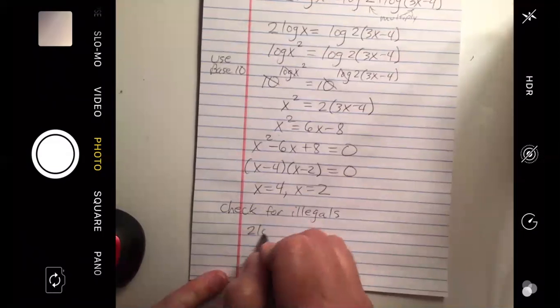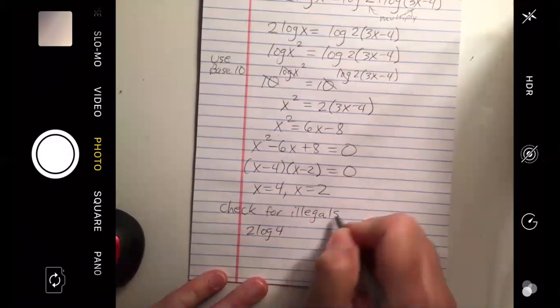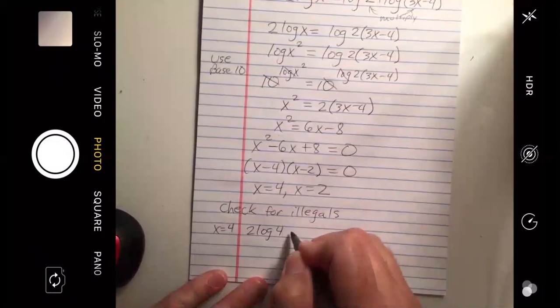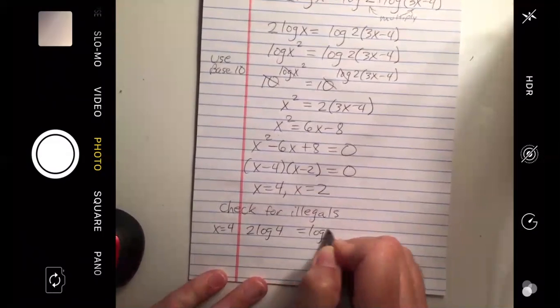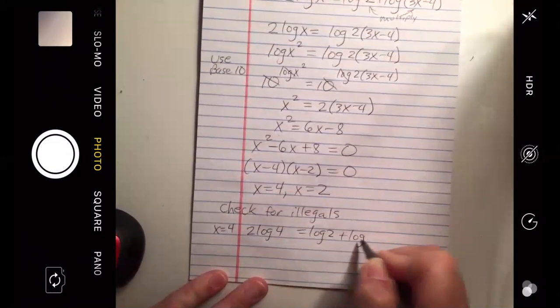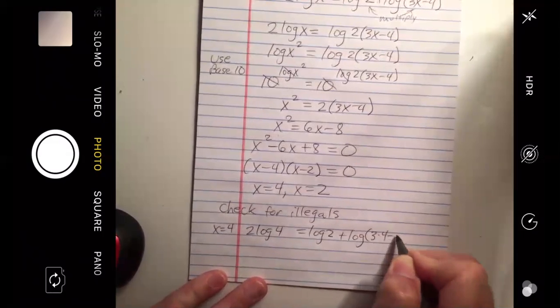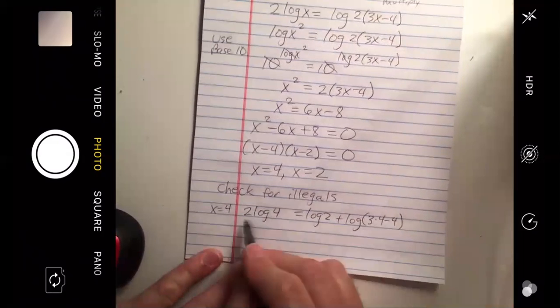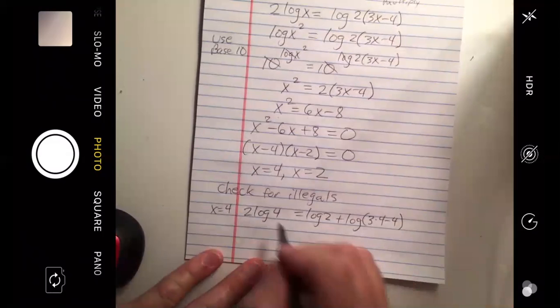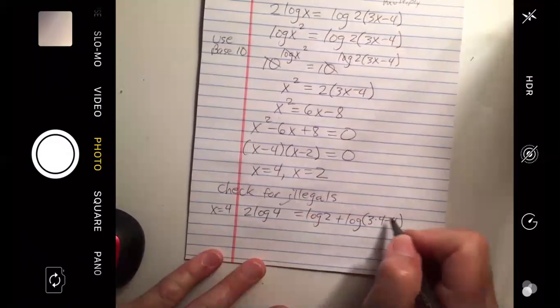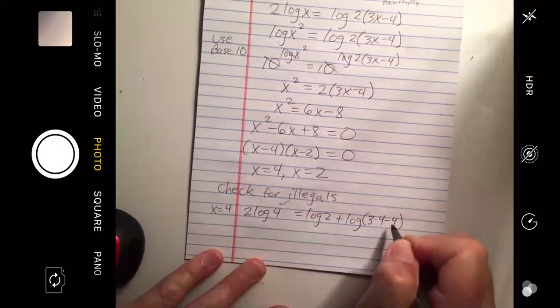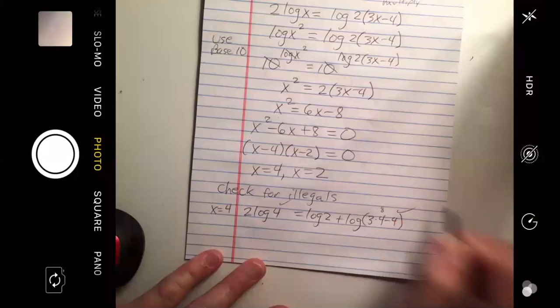You'd have 2 log 4. This is checking x equals 4. Log 2 plus log 3 times 4 minus 4. You don't even have to work this out. I'm just checking for positives there, and this would work out 12 minus 4, 8, log of 8. No problem there.